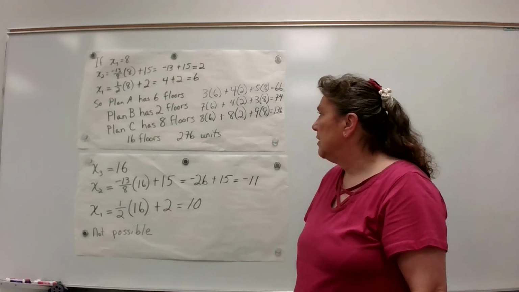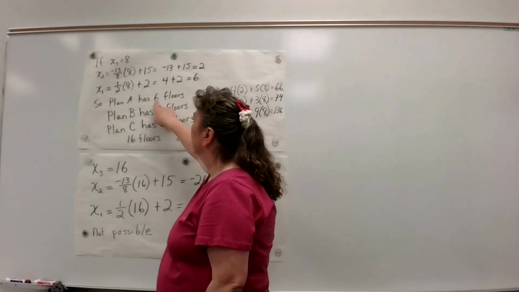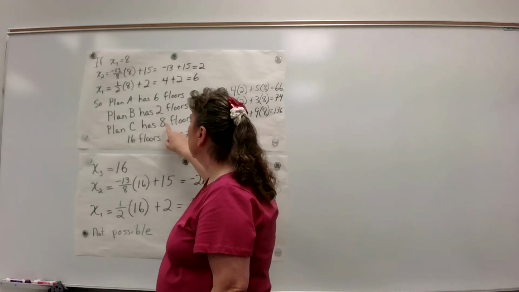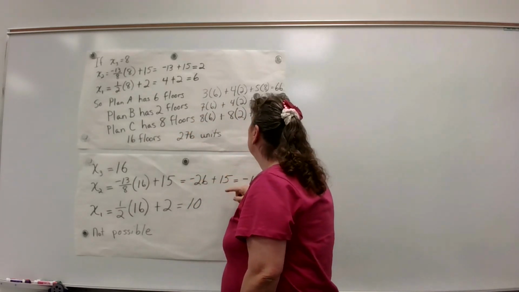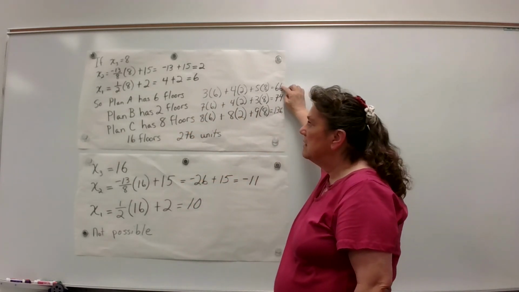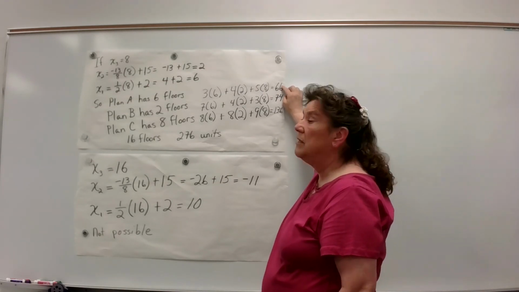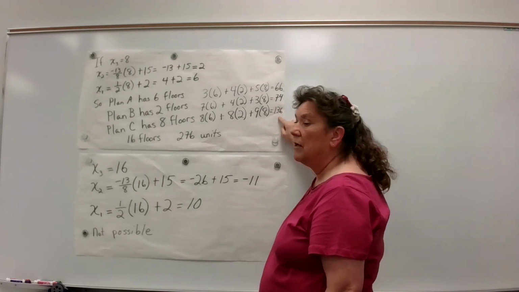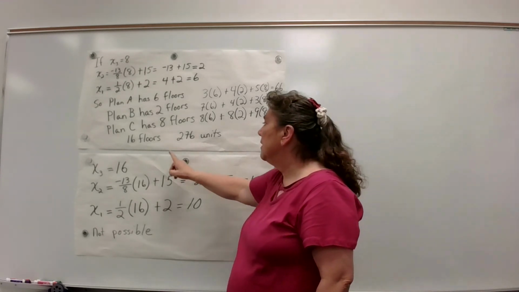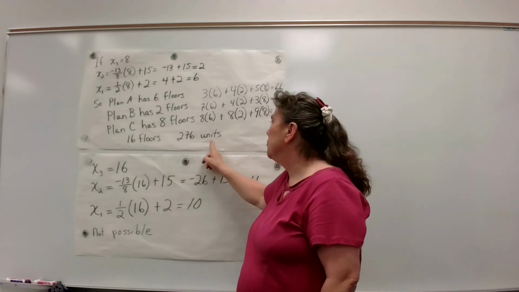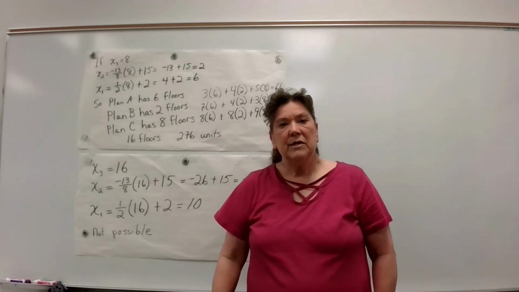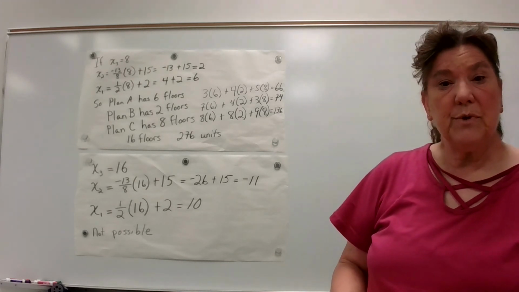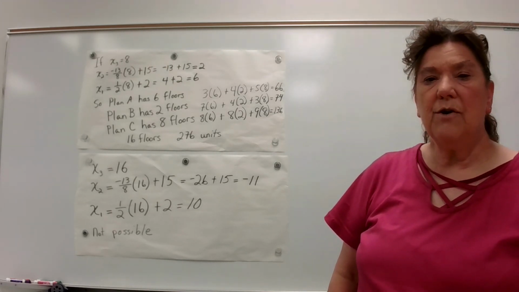And that solution is: Plan A has 6 floors, Plan B has 2 floors, Plan C has 8 floors, for a total of 66 units, because that's what they wanted, of 3 bedroom, 74 2 bedroom, 136 1 bedroom, making a 16 floor building with 276 units. So that is the answer to problem number 2, question number 2 for this video teaching.